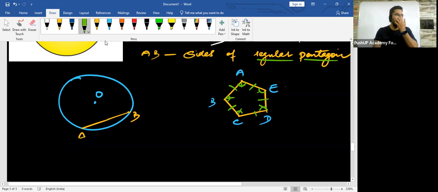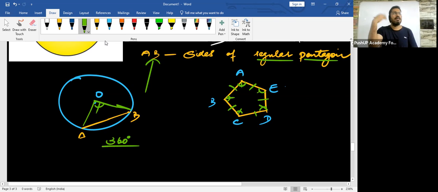Now, what was my question? There is a circle with center O with a chord AB. And what did I say? This chord AB happens to be the side of a regular pentagon. In that case, if I ask you, what would be the angle subtended by this chord AB? It would be the whole of 360 degrees divided by the number of sides that a regular pentagon has. How many sides does a regular pentagon have? 5 sides, which is equal to 72 degrees.